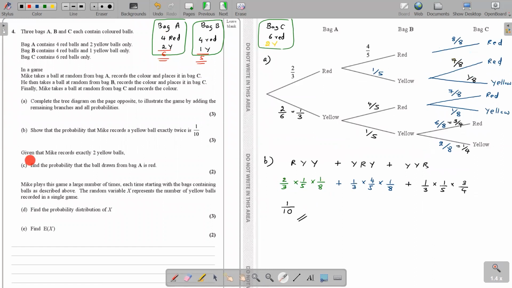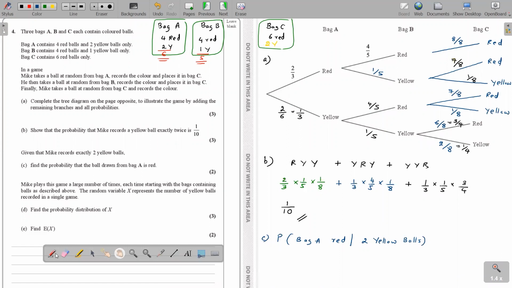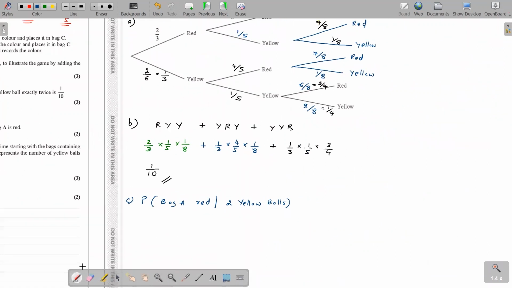Given that, the word itself tells you what it is. The moment you see the words given that, it means it is conditional probability. Given that Mike records exactly 2 yellow balls, find the probability that the ball drawn from bag A is red. So from bag A we get red, given that there are 2 yellow balls. How do we open this kind of thing? In probability of A given B, the way we open it is probability of A intersection B over probability of B.